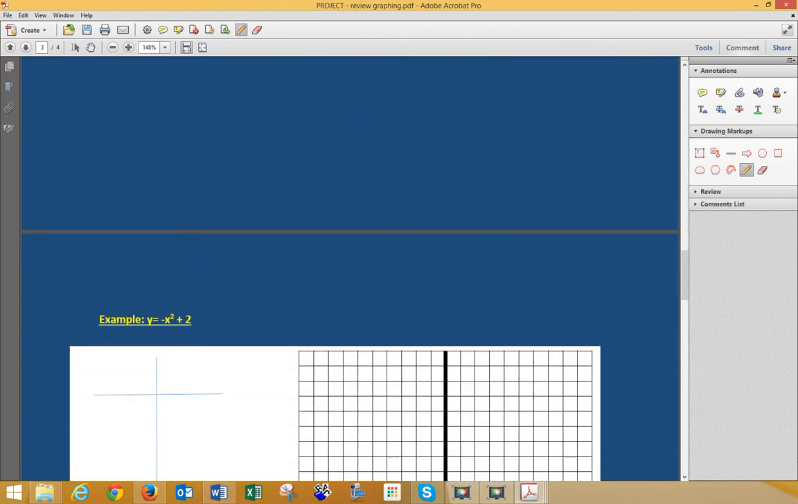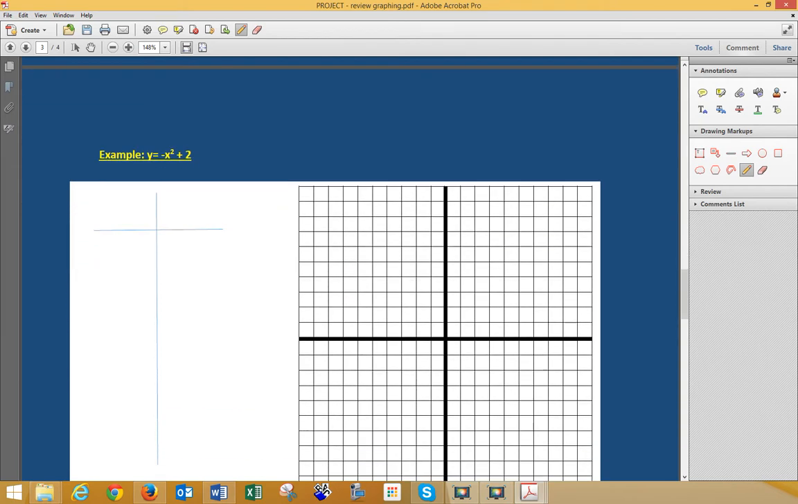So now let's go into another example. Again, we're going to be looking at creating an x and y table of values so that we can plot our points. I'm just going to grab a more appropriate pen color here that will be visible. Okay, so we've got our x and y. And again, I'll just take -2, 0, and 2. It really doesn't matter.